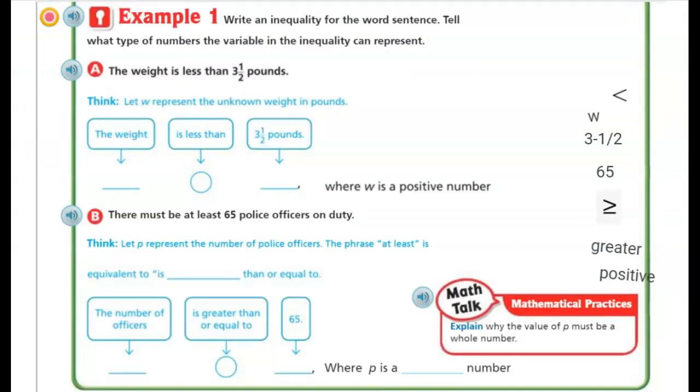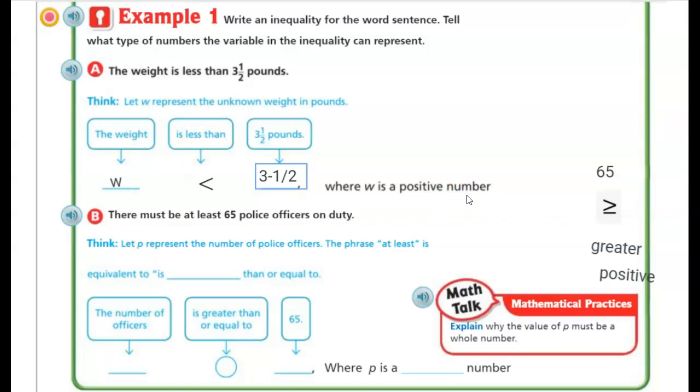Write an inequality for the word sentence. Tell what type of numbers the variable in the inequality can represent. So the weight is less than 3.5 pounds. So weight is represented by W. So weight, W, is less than 3.5 pounds, where W is a positive number.